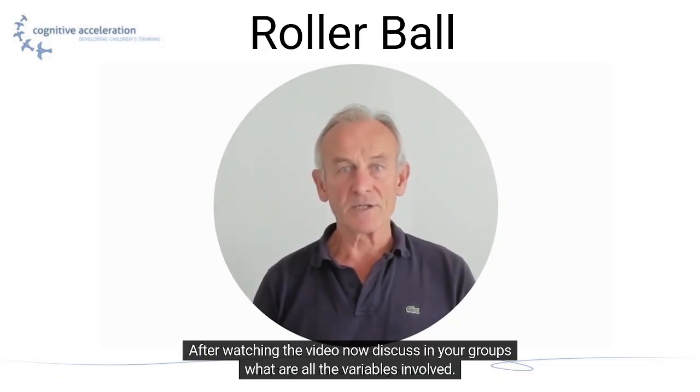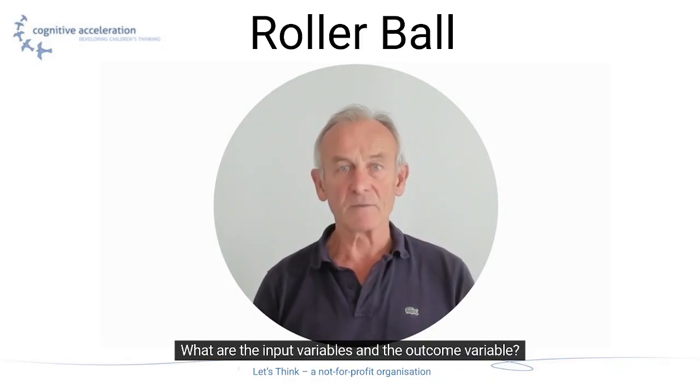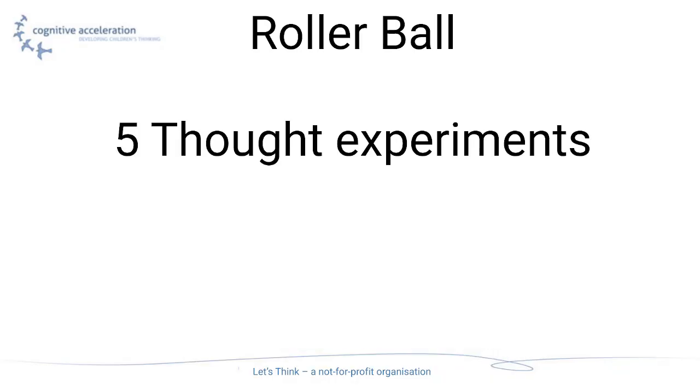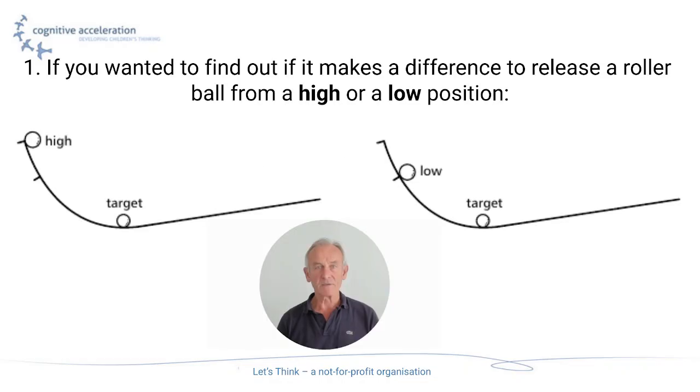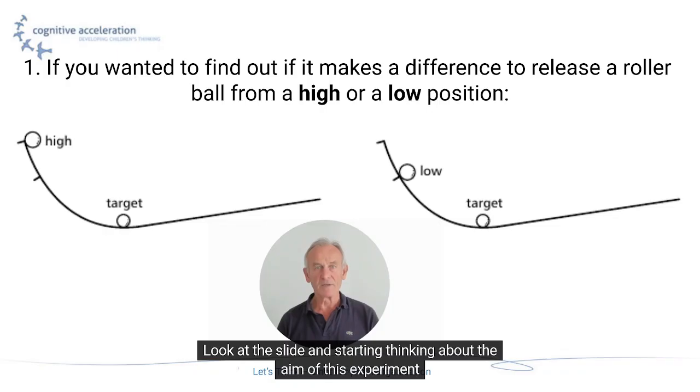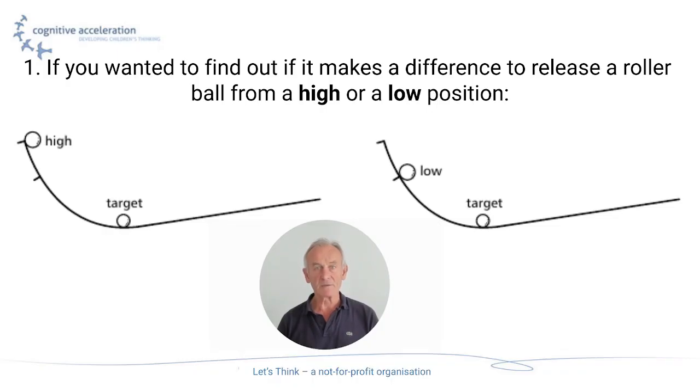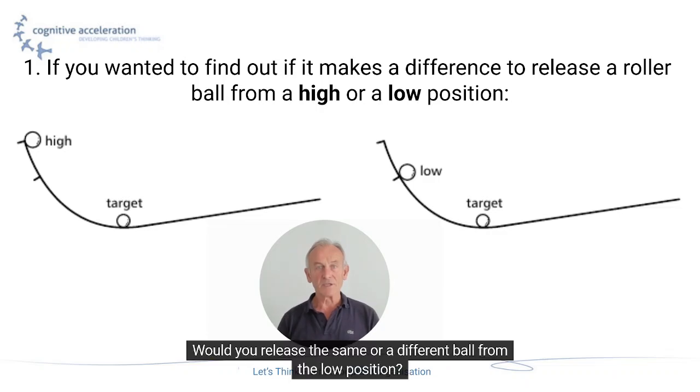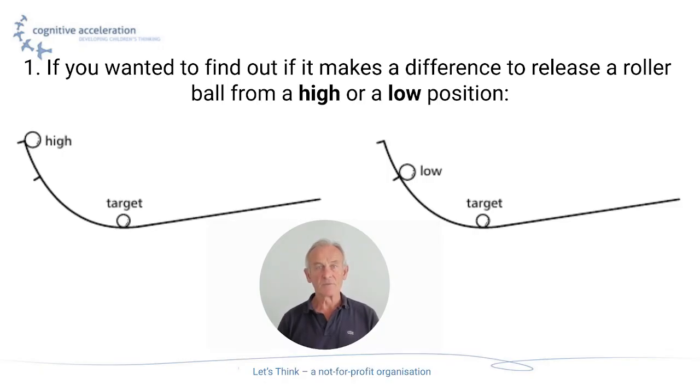After watching the video, now discuss in your groups what are all the variables involved. What are the input variables and the outcome variable? Look at the slide and start thinking about the aim of this experiment. Which ball would you release from the high position? Would you release the same or a different ball from the low position? Explain your answer.